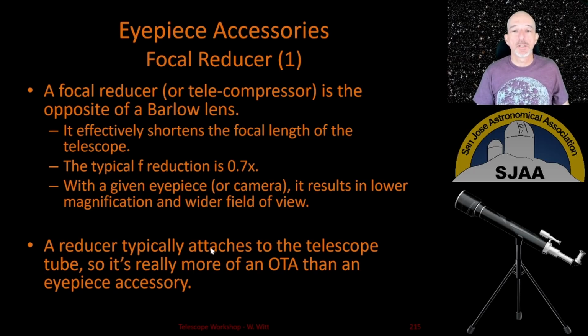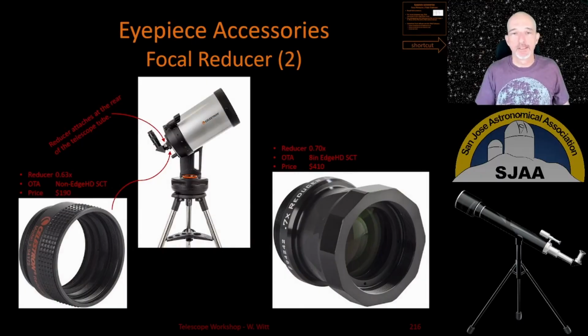A reducer typically attaches to the telescope too, so it's really more of an OTA accessory than an eyepiece accessory, but it does kind of fit into the whole discussion of eyepieces and Barlows. And this is an example of a reducer, and it would connect right here, right at the back of the telescope, before the rest of the eyepiece assembly.